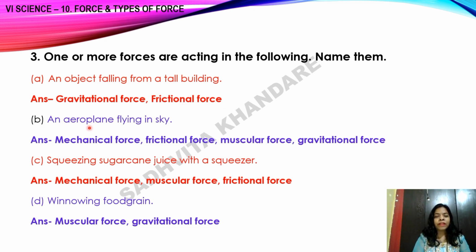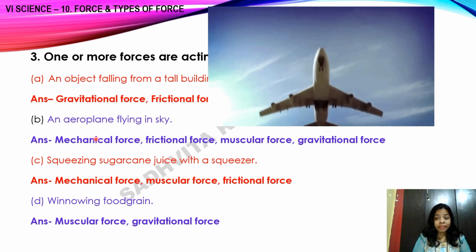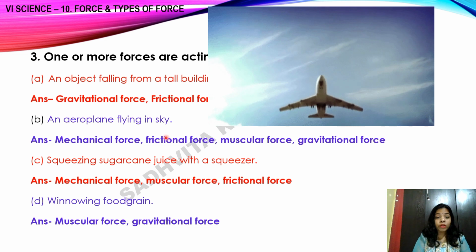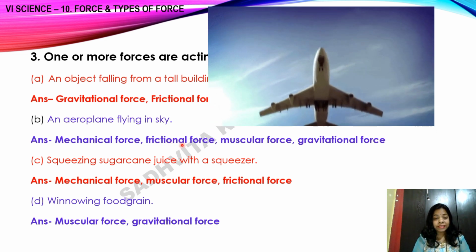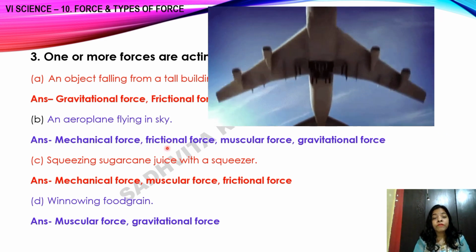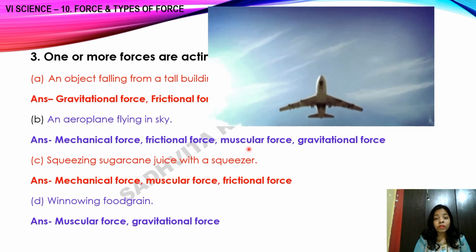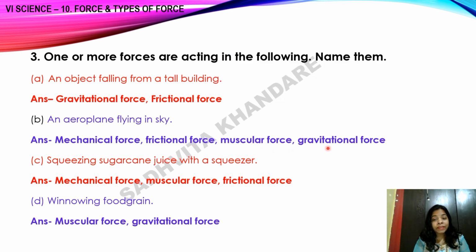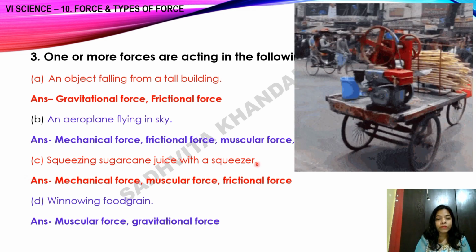An aeroplane flying in the sky. Mechanical force because it is a machine. Frictional force because the air will provide resistance. So the air will give frictional force. Muscular force because somebody is going to drive the aeroplane, and gravitational force because the earth is always pulling everything towards itself.